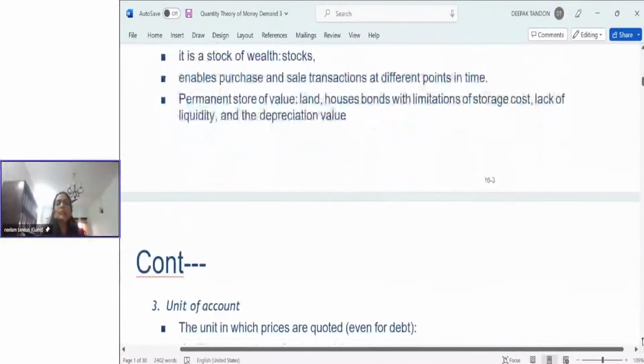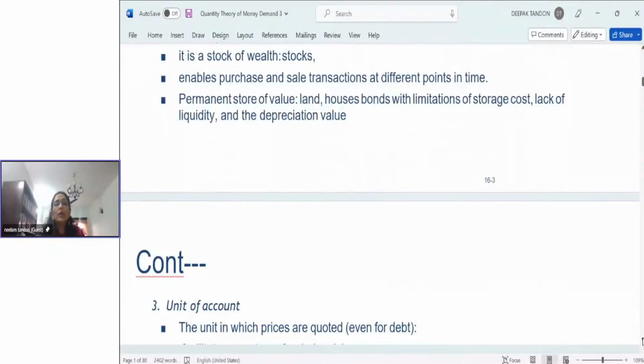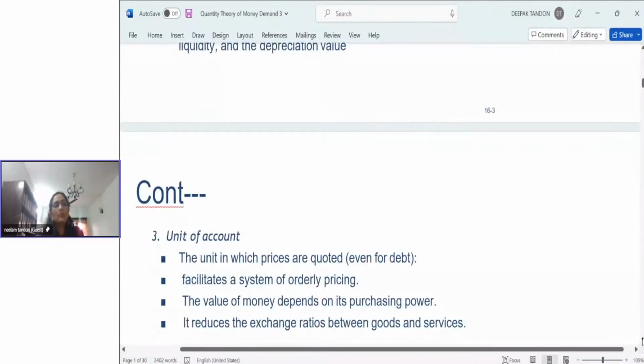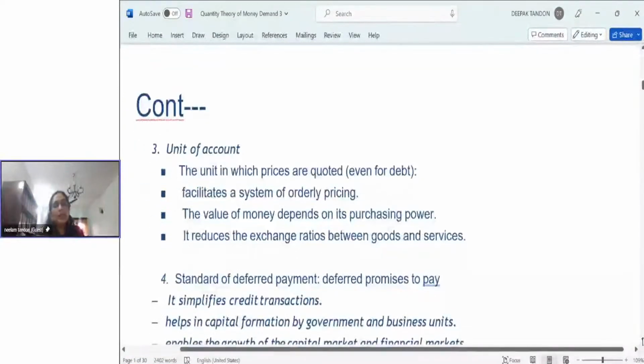So land, houses, bonds, all these have storage cost. If you keep gold in a locker, you have to pay locker fees to the bank. If you go for a bond, you may get lower returns in the future or may get higher returns in the future. So risk is the factor. Apart from that, if you buy a house, there's a depreciation value. So storage cost is there, a lack of liquidity problem may be there, depreciation value may be there. These kinds of problems you can overcome by going for money. So that's the plus of money.